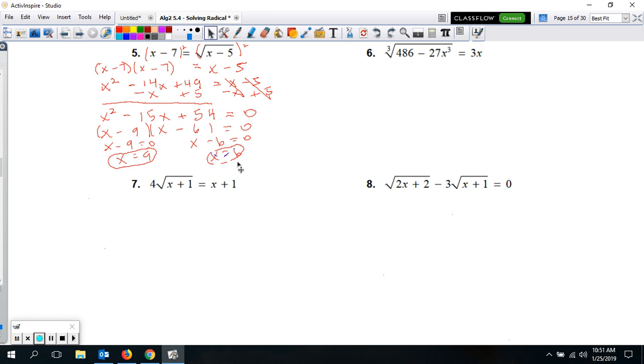They're both apparent solutions, but are they actual solutions? So we got to plug this back in. If I take 9, I got to plug it in for x in both places here and just check that this side will equal this side. That's how I know it works.